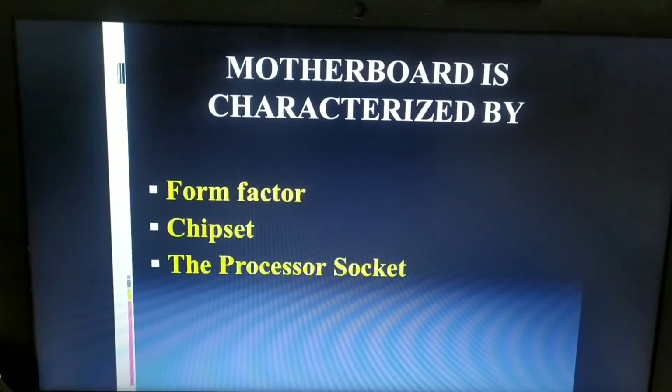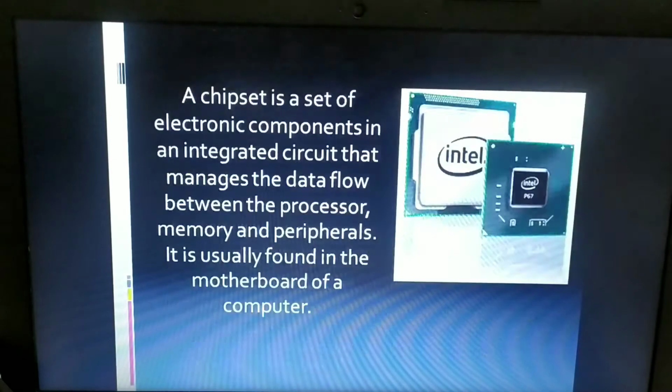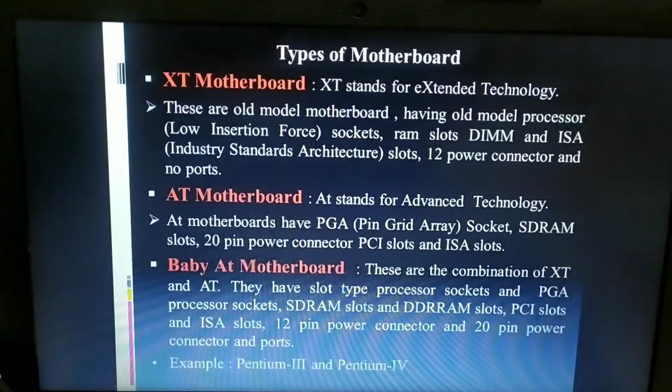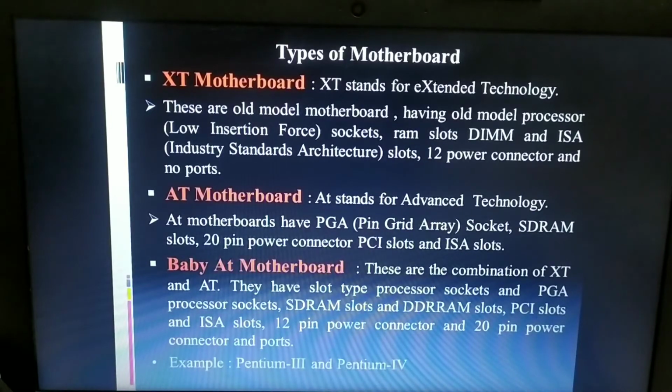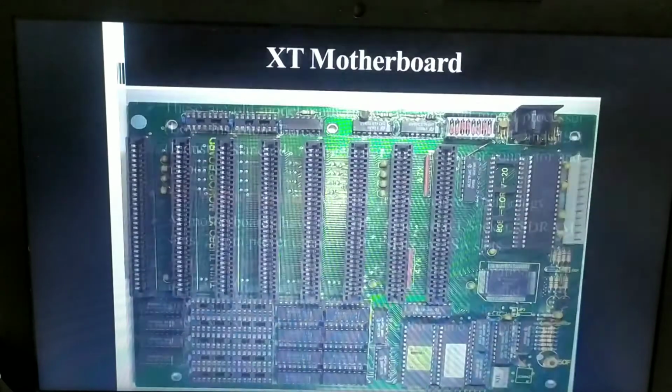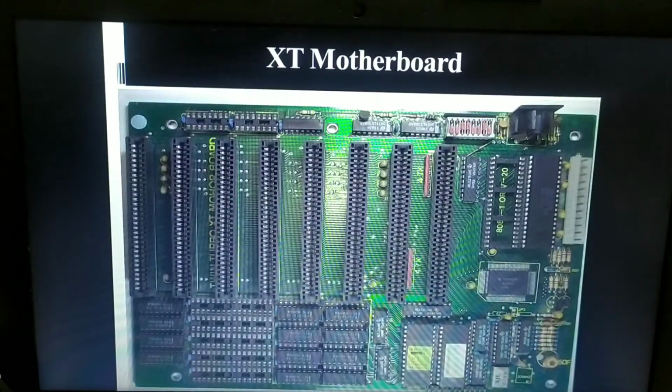Now let us move on to the different types of motherboard. We have almost four different types of motherboard: the XT motherboard, the AT motherboard, the baby AT motherboard, and then the ATX motherboard. The first is the XT motherboard. This was the earliest motherboard. The look of this motherboard and the recent motherboard which I have shown is quite different.